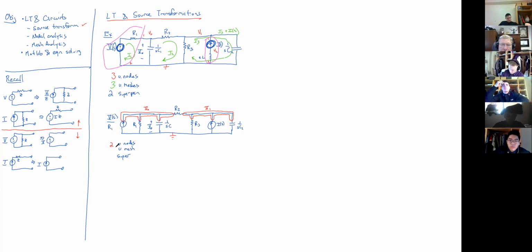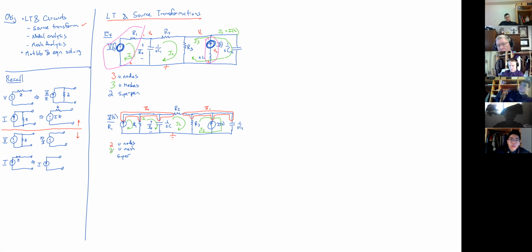Preston, how many meshes? Three. Yeah, I think we've gone the wrong way with the meshes. This one we know, it's set by VS over R1. This one we don't know, that would be an I1. This one we don't know, I2. This would still be our super mesh, I3.